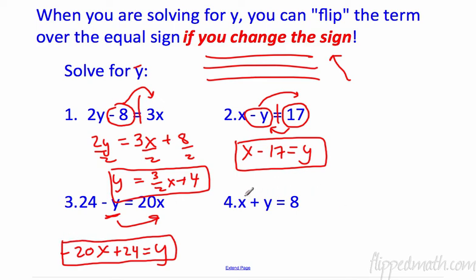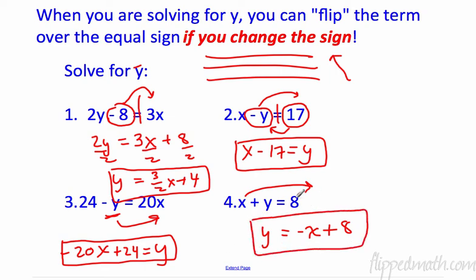And lastly, this one's really easy. The x comes over here, becomes negative. You get y equals negative x. The 8 stays positive because it didn't move anywhere. And that is flipping over the equal sign. You change the sign. Here's the thing. If this is too much for you to do in your head, then don't do it. Don't do a shortcut that's going to cause you to make mistakes.